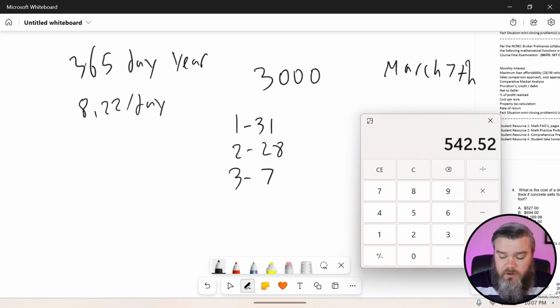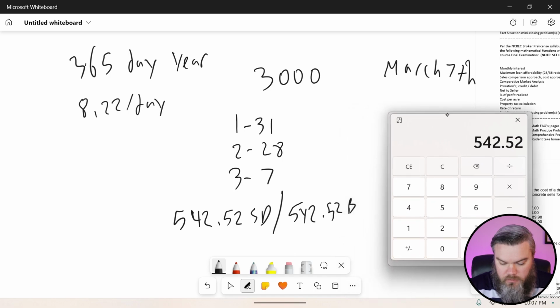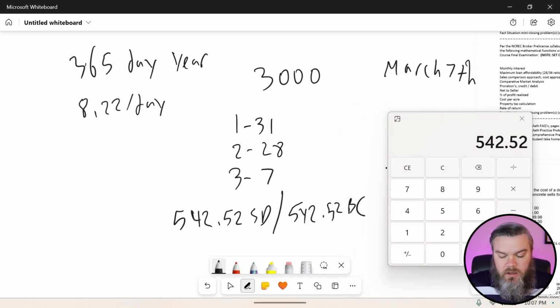a $542.52 scenario. And so now this would be $542.52 seller debit yet again, and a $542.52 buyer credit.